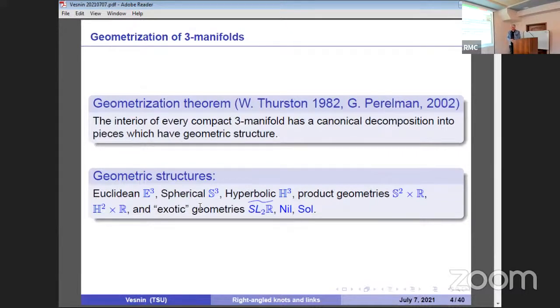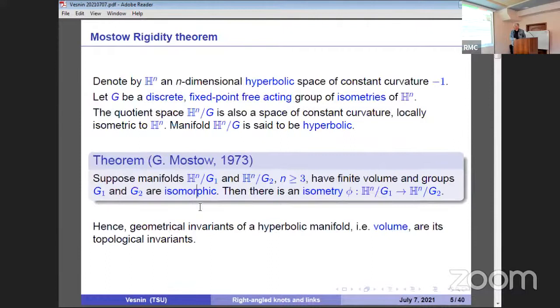What do geometrical pieces mean? In this context, it means that you consider one of eight possible geometrical structures. Some of them are very well known: Euclidean, spherical, hyperbolic. Also, there are two product geometries and also three so-called exotic geometries corresponding to the universal cover of SL(2,R), Nil geometry, Sol geometry. And most of the research about three-manifolds, about geometric three-manifolds, is devoted to hyperbolic three-manifolds and knots.